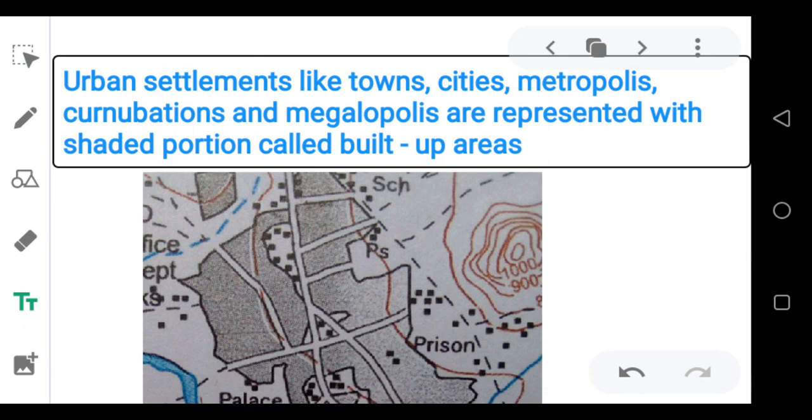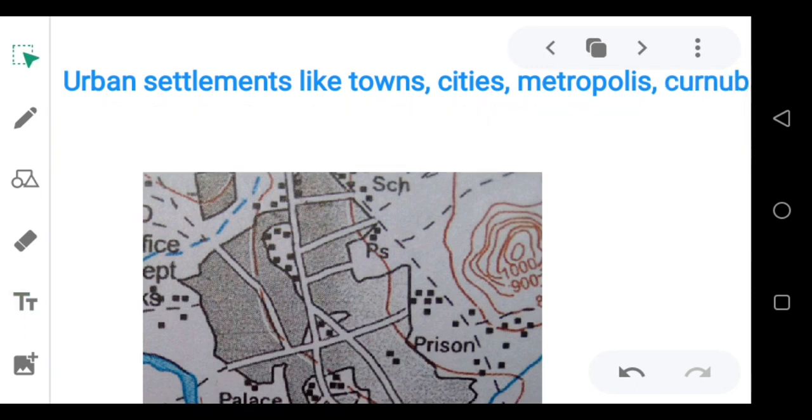Now, for urban settlements like towns, cities, metropolis, conurbations, and megalopolis, these are usually represented with shaded portion called built-up areas. Can you see shaded portion? This is a built-up area. It cannot be a hamlet. It cannot be a village. It's either a town, city, metropolis, conurbation, or megalopolis. It's for big towns.